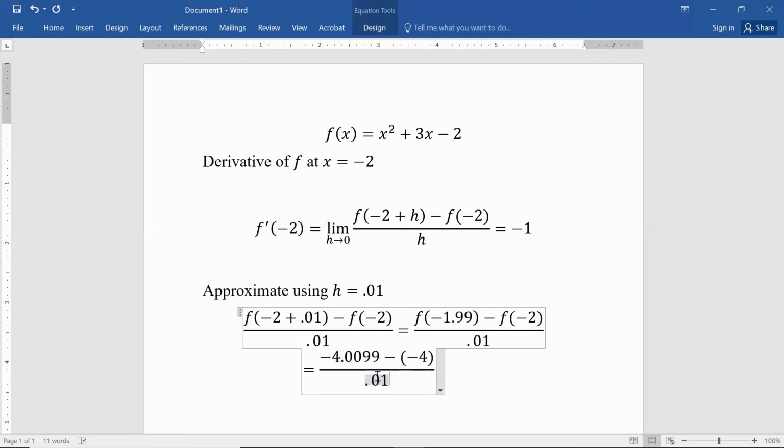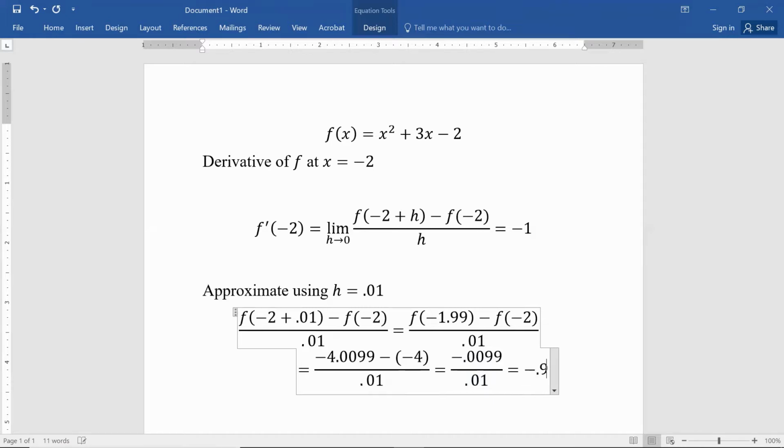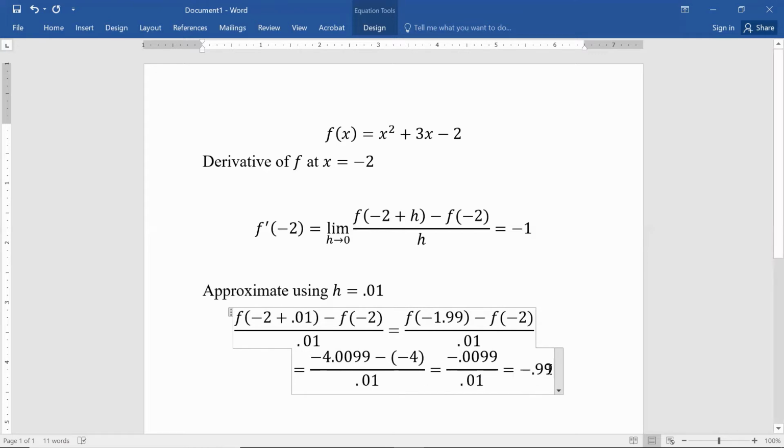So my fraction becomes -0.0099 divided by 0.01, which is -0.99. So we can approximate the derivative and say the derivative is pretty close to -0.99, which is close to what we found earlier. Notice this takes a lot less time than going through the limit of the difference quotient. So it's a very efficient way, although it's not a very precise way.